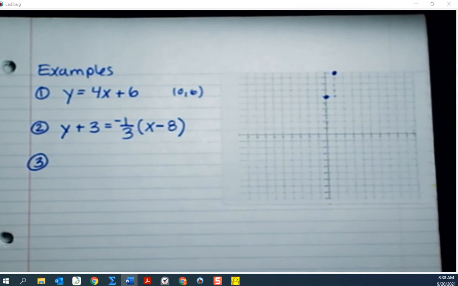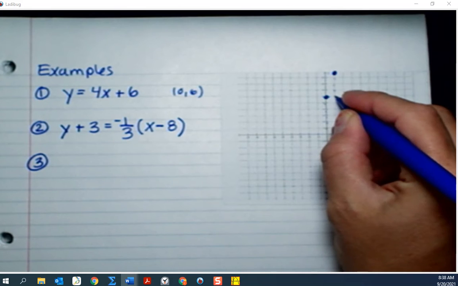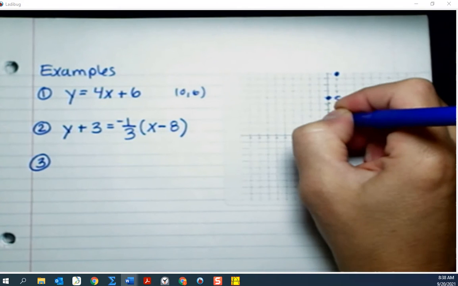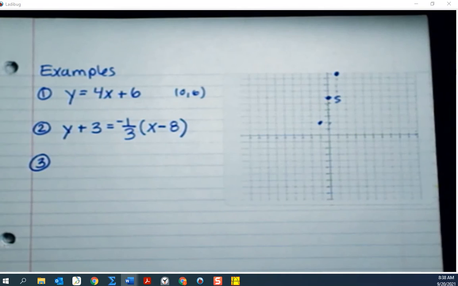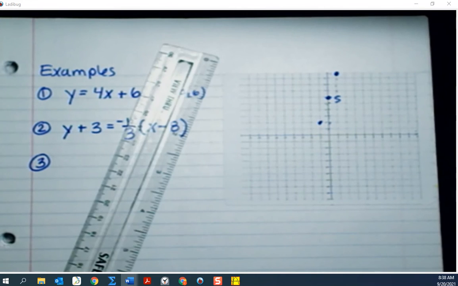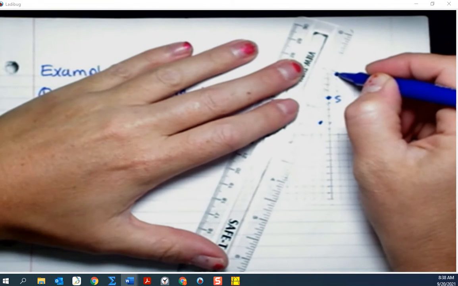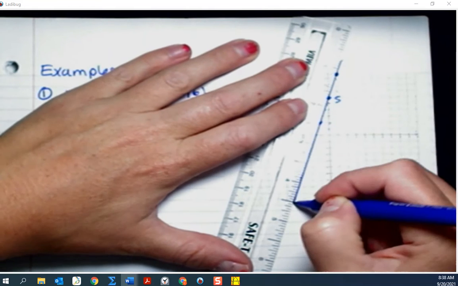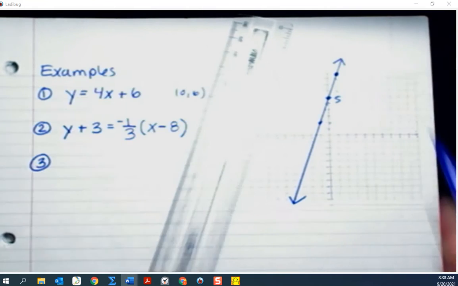Okay, I'll take a third volunteer. What's another way to plot a point? Tell me what direction to count from my starting point. Yes. 1, 2, 3, 4. You might think I'm silly for asking that, but I've seen it messed up a whole bunch of times, okay? All right. And connect. Okay. There we go.